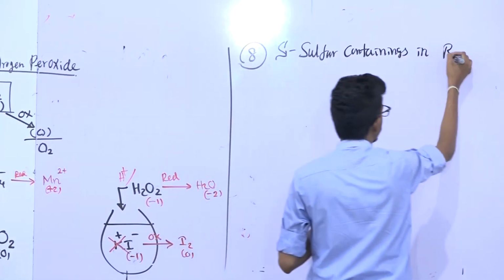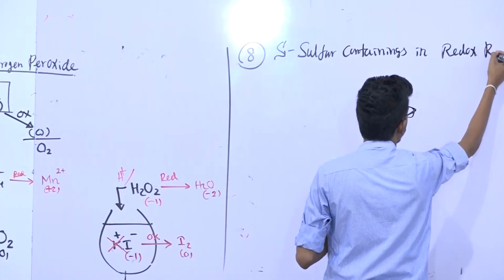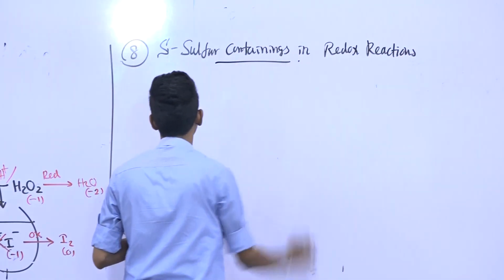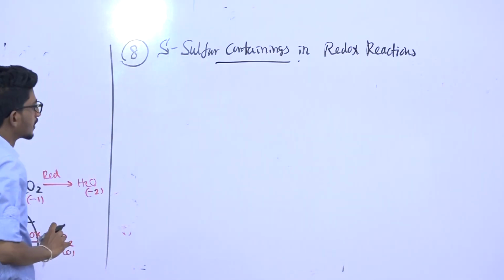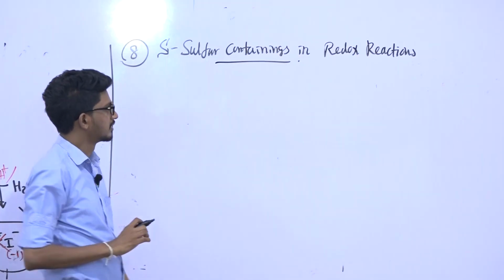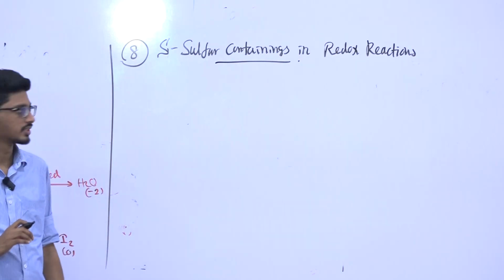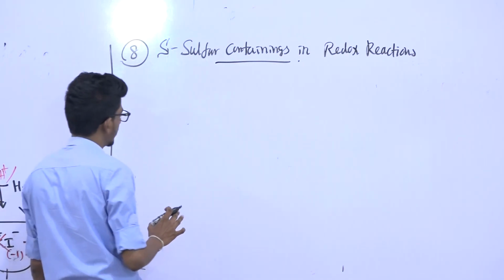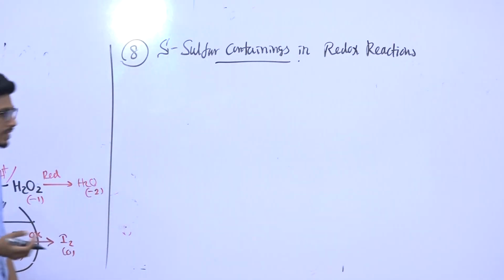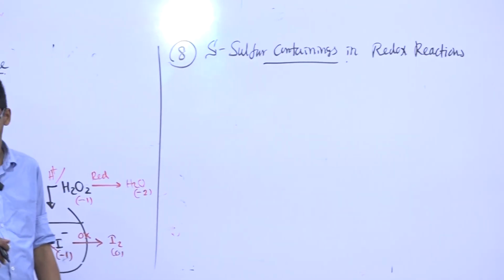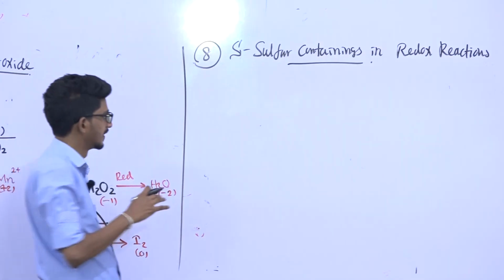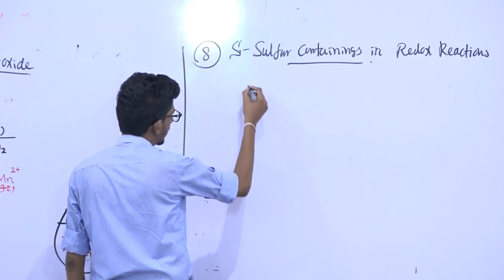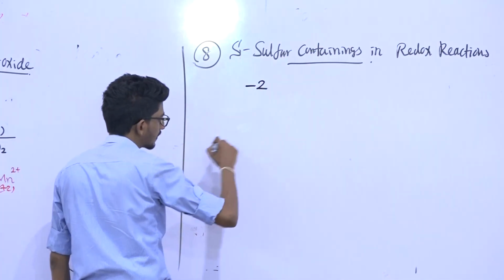In redox reactions, when it comes to sulfur, sulfur has variable oxidation states. The highest oxidation state of sulfur is +6 and the lowest oxidation state is -2. So sulfur shows a range of oxidation states, starting from -2.